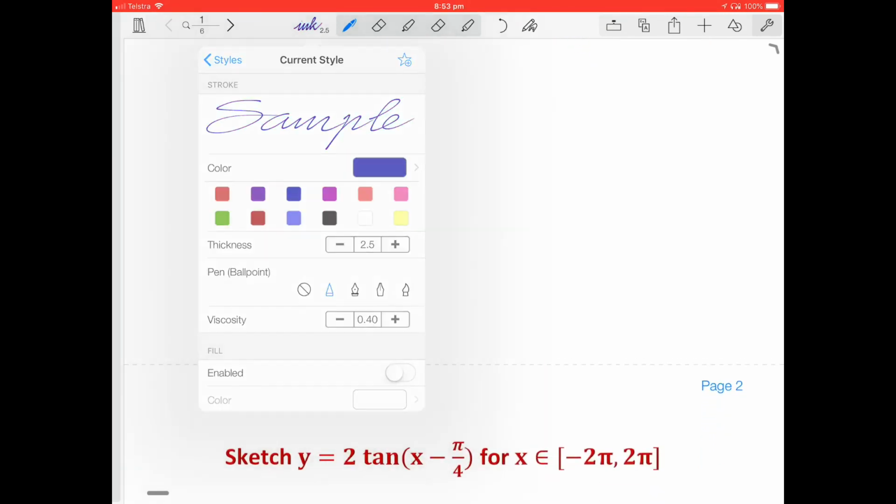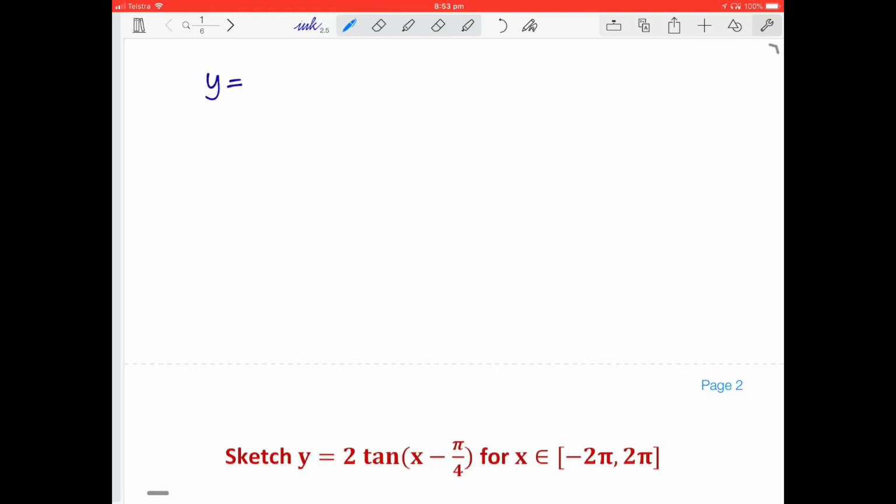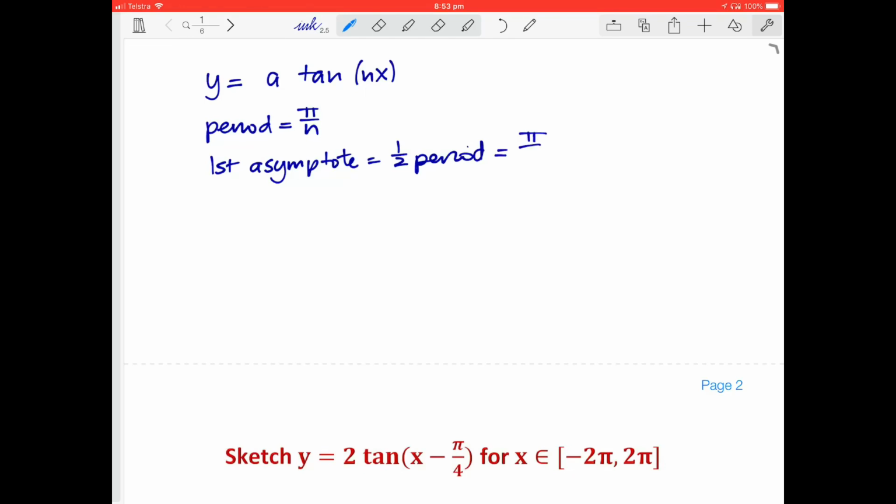Let's write y equals a tan nx. Okay, so our period for tan is pi on n. Now our asymptotes, our first asymptote is always a half of the period. So it's going to be pi on 2n. Your next asymptote, you just add the period. This is for a graph that hasn't been translated up and down.